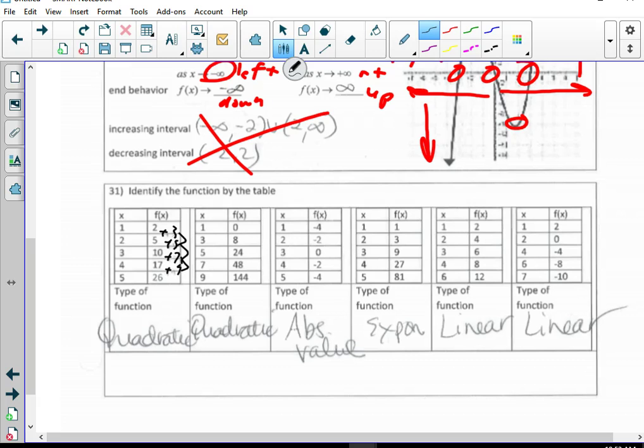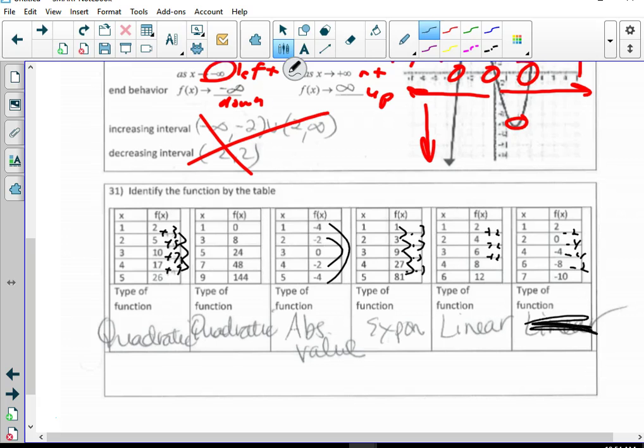The next one is quadratic also. It's going up by an increasing amount. This one has that mirror image here, but the same amounts, so it's absolute value. This one is times 3, times 3, times 3, times 3, so it's exponential. This is plus 2, plus 2, plus 2, linear. And this is minus 2, minus 4, minus 4, minus 2. That's not linear. That's a mistake.